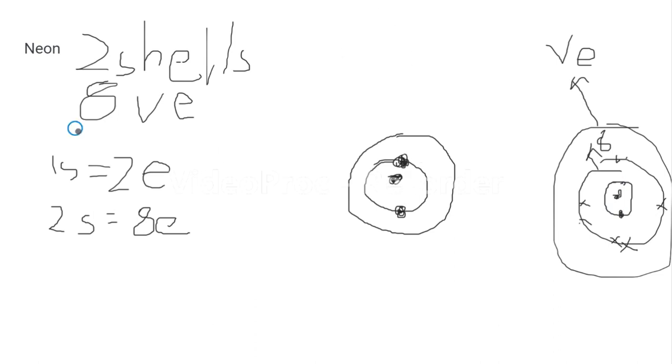So now there are 8 valence electrons, so we'll fill this up with 8. 1, 2, 3, 4, 5, 6, 7, 8. Yep, and that's our atom.